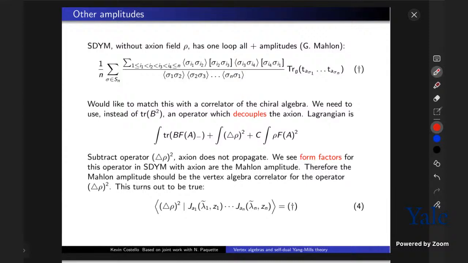Now, once I add the axion, there are no amplitudes whatsoever. So to get this amplitude, I need to insert an operator which has the effect of removing the axion. If I look at my Lagrangian and insert this operator, that will have the effect of removing any axion exchanges. So you would expect that the form factor of this operator, in our theory, is the same as this one-loop amplitude. Now, according to the prescription, we have to find the conformal block corresponding to that form factor, and then compute the correlation functions. So this you can do.